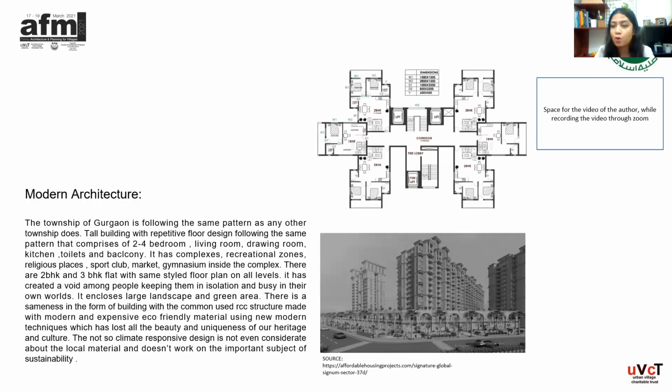Now we'll look at modern architecture. The township of Gurgaon is following the same pattern as any other township does. Tall buildings with repetitive floor design following the same pattern that comprises 2 to 4 bedrooms, living rooms, drawing room, kitchen, toilet, and balcony. It has complexes, recreational zone, religious places, sport club, market, gymnasium inside the complex.